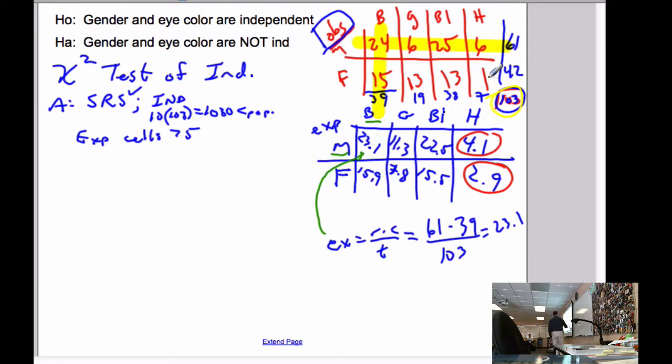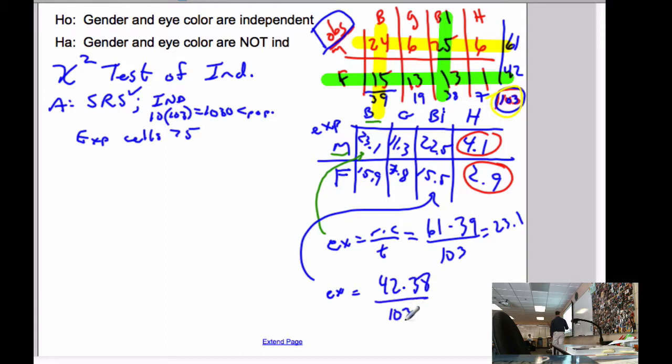So you're sitting there going, well, expected for females blue, for this cell right here. So now I'd have to look at a different female blue, right? So let's go back and fill that number in. It would be row total, which is 42, times column total, which is 38, divided by the total of 103. 42, 38, 103. And you do that, and it should give you 15.5.